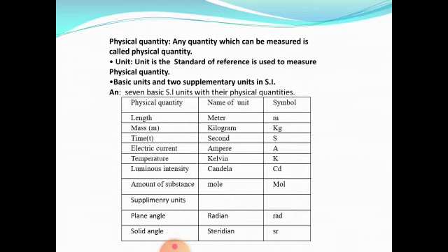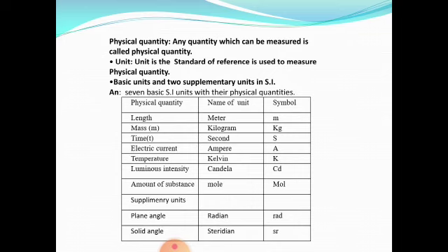There are some basic units and supplementary units in SI. SI is the abbreviation of Système International d'Unités in French. This system was developed and recommended by the 11th General Conference of Weights and Measures in 1960. This system is widely used in all scientific measurements throughout the world.